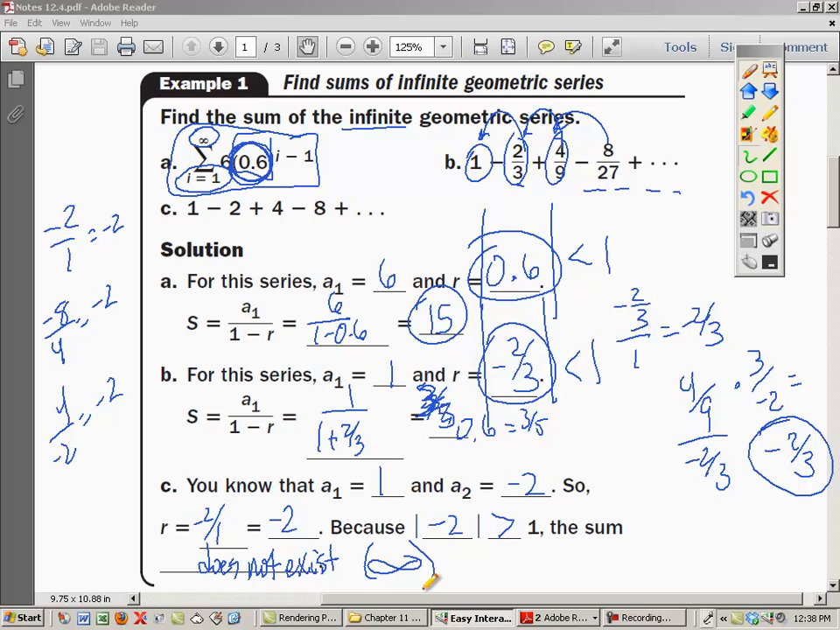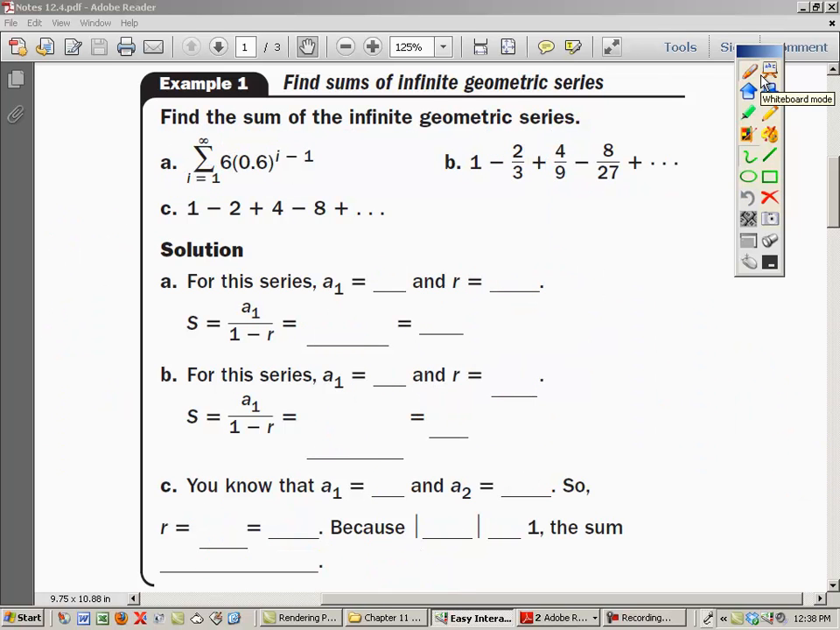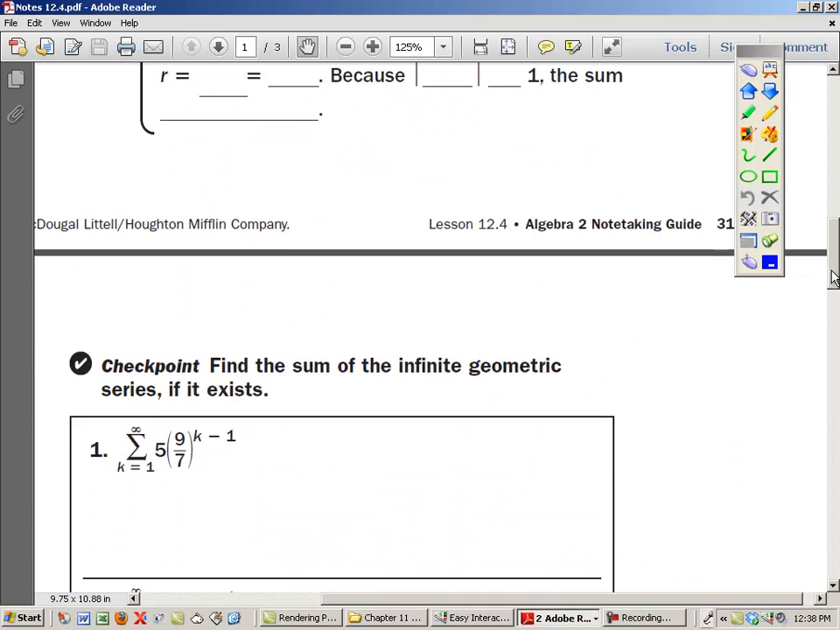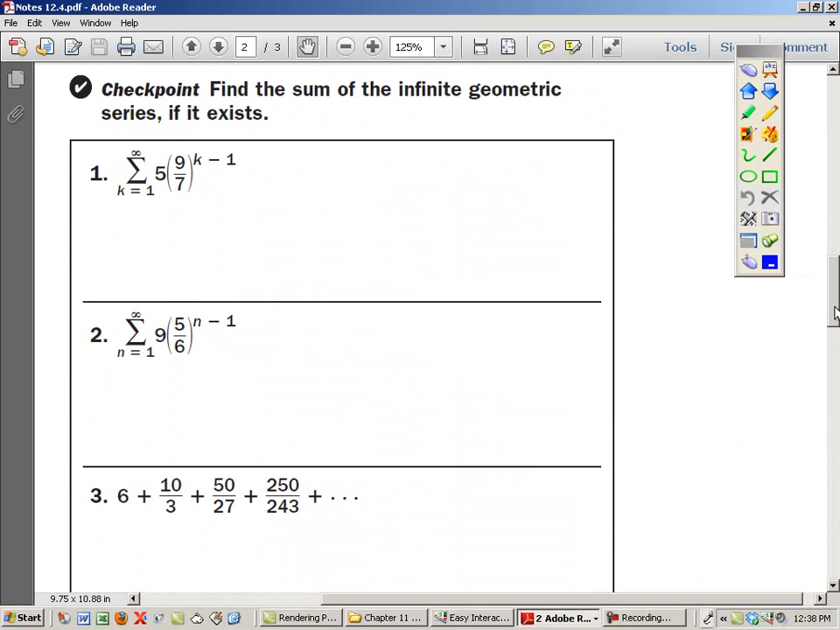All right, so I want you guys to try the 3 checkpoint problems at the top of the next page. And again, pay special attention to r. Is the absolute value of the common ratio larger than 1 or less than 1? Because if it's less than 1, you can do it. If it's larger than 1, you can't. Try the first 3 checkpoints on the next page, and we'll go from there.